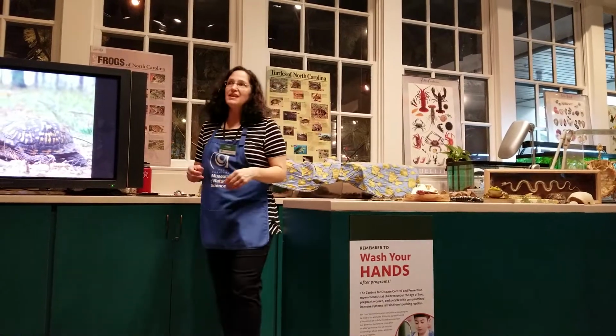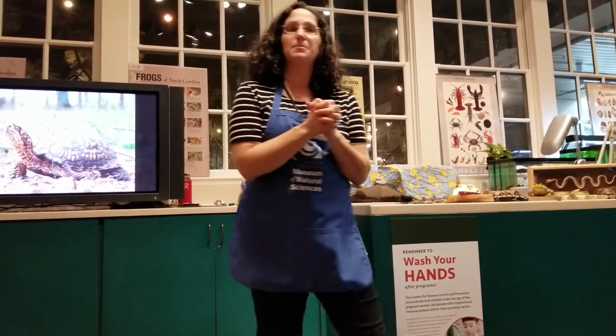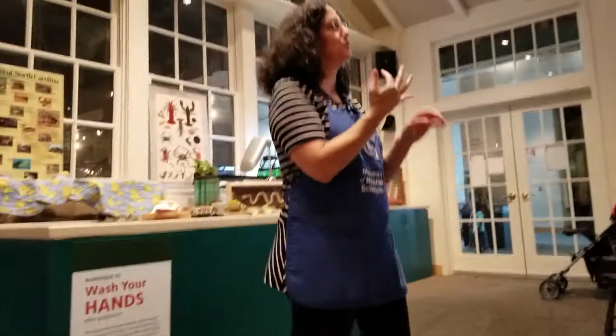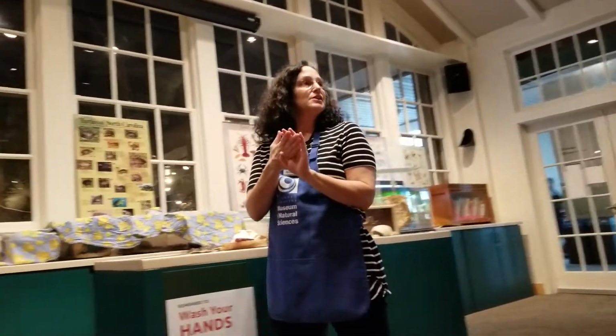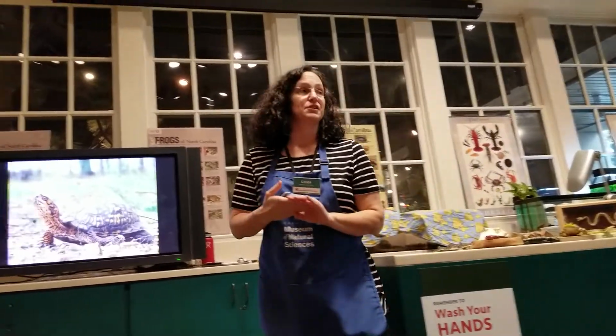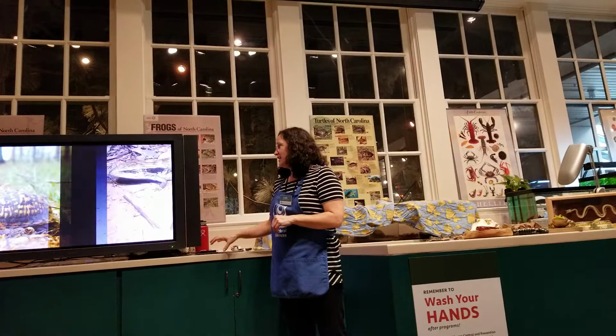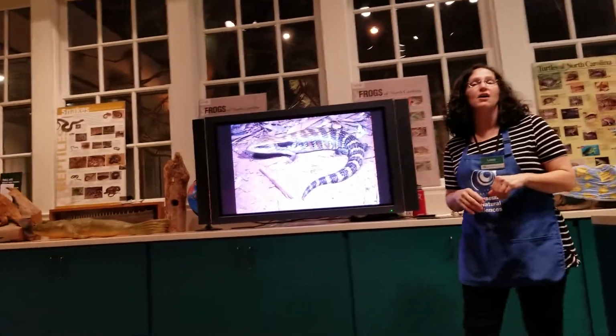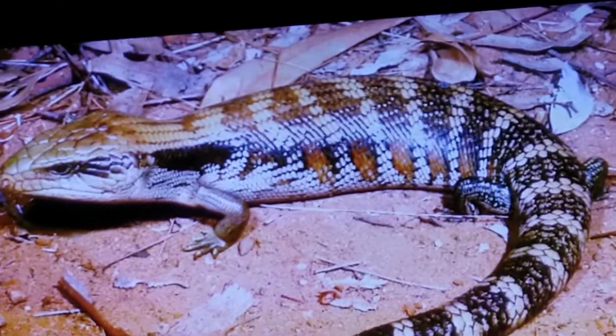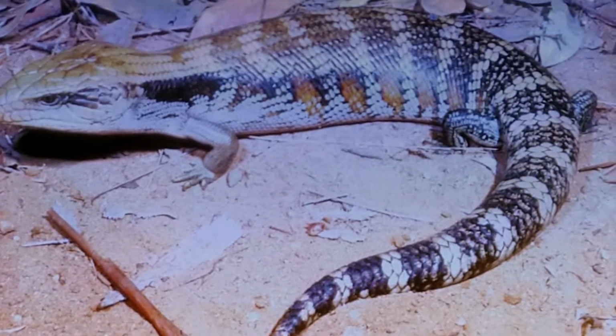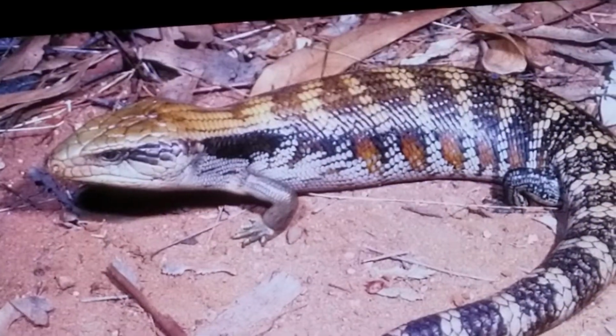All right, so our last animal is another reptile. So again, those reptiles include turtles and snakes, the alligators and crocodiles, and the lizards. So our last animal is a lizard. It's a lizard that's not found here in North Carolina, however. It's one that would be found in Australia and parts of New Guinea. And this is called a blue-tongued skink. It's a pretty large lizard.